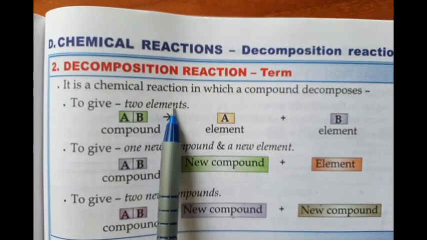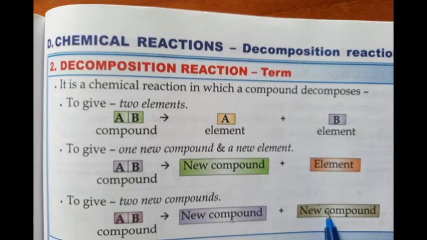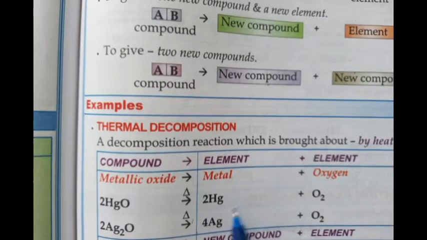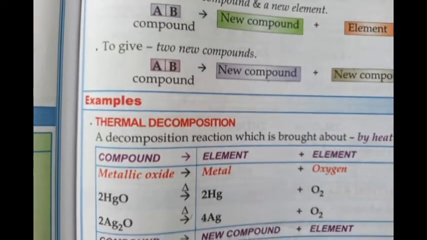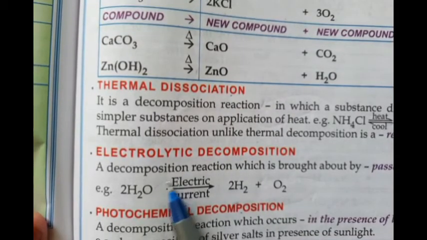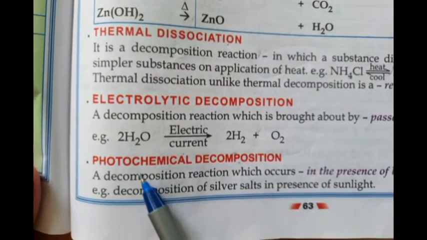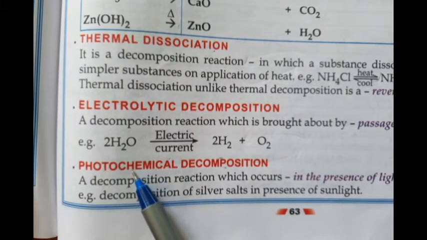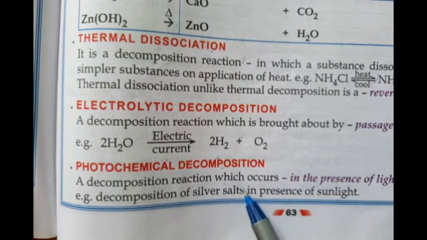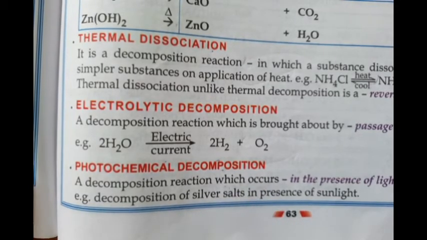Decomposition reaction means a single compound will break down to give two or more different substances. It may be two elements, a compound and an element, or both compounds. If it is done by heating, that is called thermal decomposition, and thermal dissociation means it is reversible. If it is done by passing electric current, it is called electrolytic decomposition. Example is here. And if it is done in the presence of light, that is called photochemical decomposition. Do remember, silver salt decomposing in the presence of sunlight is the example of photochemical decomposition.